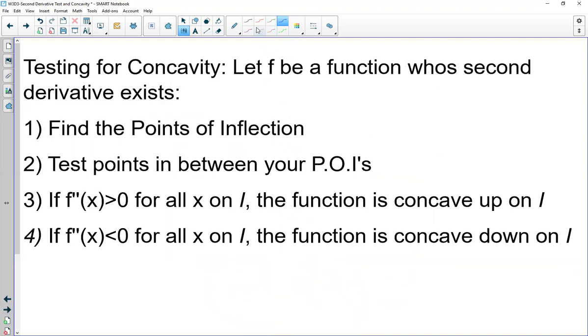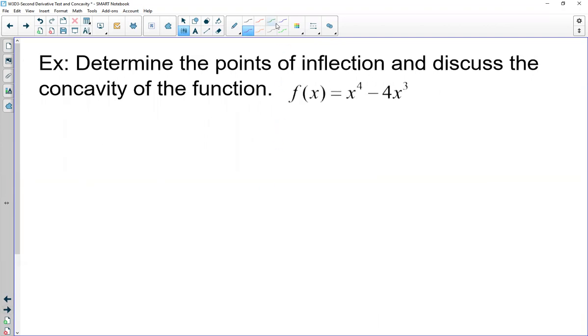So testing for concavity. Let f be a function whose second derivative exists. The first thing you're going to do is find the points of inflection. You're going to test points in between your points of inflection in f double prime of x. If your second derivative is greater than 0, the function will be concave up. If the second derivative is less than 0, the function will be concave down. So let's do one example here. We're going to determine the points of inflection and discuss the concavity of the function.